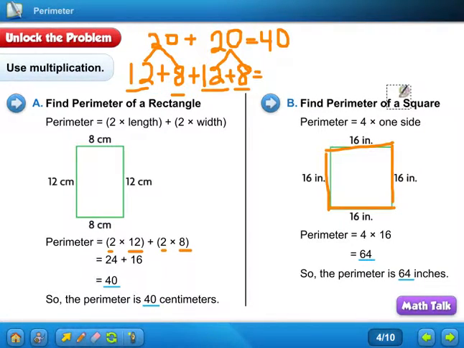And to find the perimeter of a square using multiplication, you could do 16 times 4 because perimeter equals 4 times one side. You can also use the addition here. Perimeter would equal each one of them, the length plus width plus length plus width. So you could add them all, 16 plus 16 plus 16 plus 16.